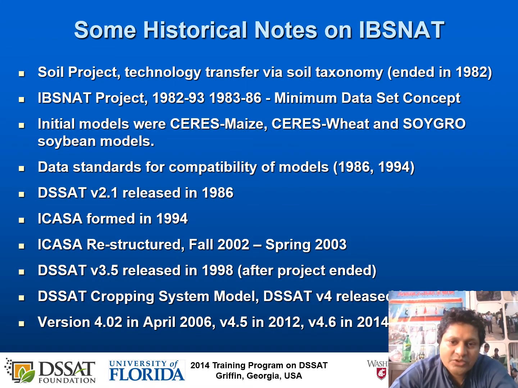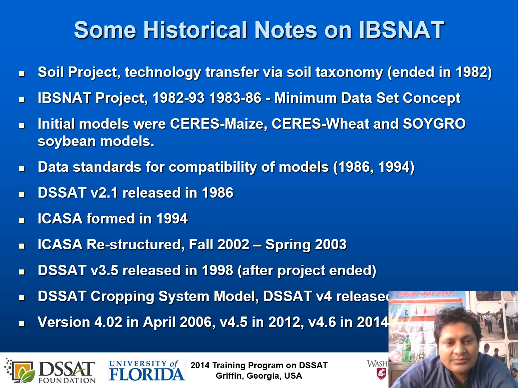Some historical notes on the IBSNAT project. This is the International Benchmark Sites Network for Agrotechnology Transfer project, started in 1982. This project introduced many concepts, and it gathered many scientists on one platform.